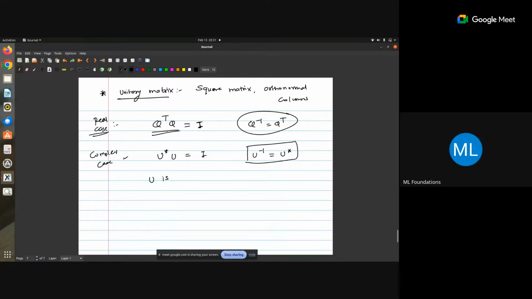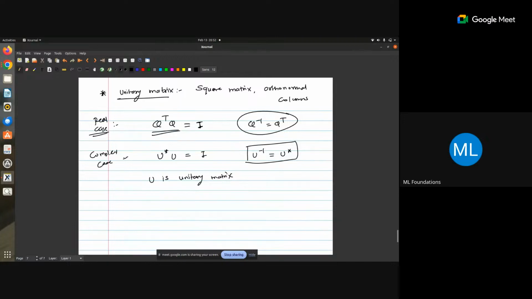In the real case, when we say the columns are orthonormal to each other, then Q inverse is equal to Q transpose. Similarly, if the matrix is unitary, then U inverse is equal to U star. So its inverse basically comes out the same as the conjugate transpose of that matrix. Okay, so here U is unitary. This matrix is also very important.